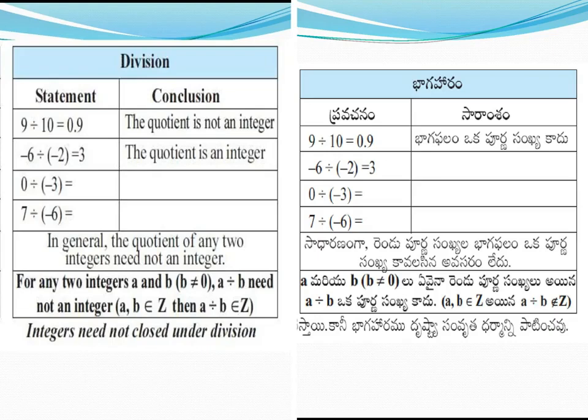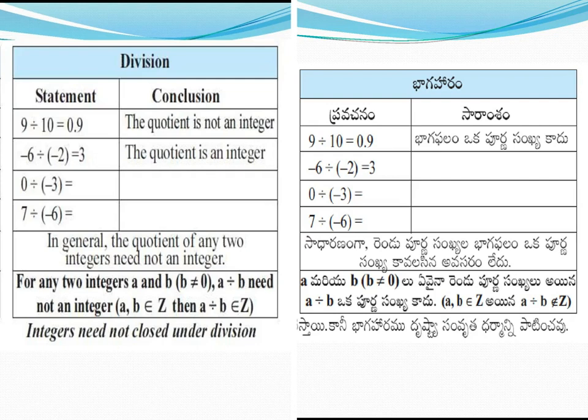Then check another statement. We will take minus 6 and minus 2. We divide both, means minus 6 divided by minus 2. We will get 6 by 2, means 2 how many times? 3 times. So the resulting quotient is 3. Why? Because we get a positive integer. When we divide same signs, the resulting quotient is positive. So here the quotient is an integer.